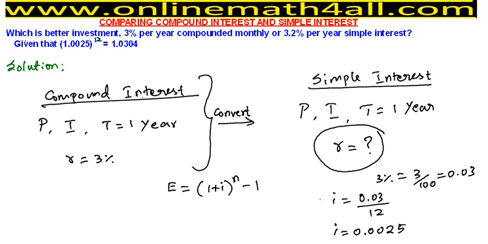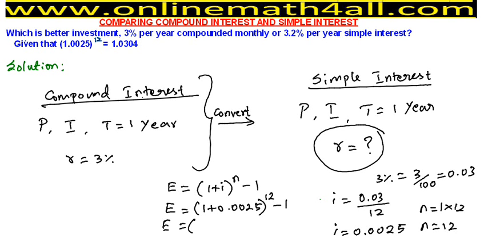When I divide, I get i is equal to 0.0025. Clearly n is equal to the number of years times the number of conversion periods per year. Here the number of years is 1 year, the time duration. Since it is compounded monthly, the number of conversion periods for 1 year is equal to 12. So we get n is equal to 12. So E is equal to (1 + 0.0025)^12 - 1.